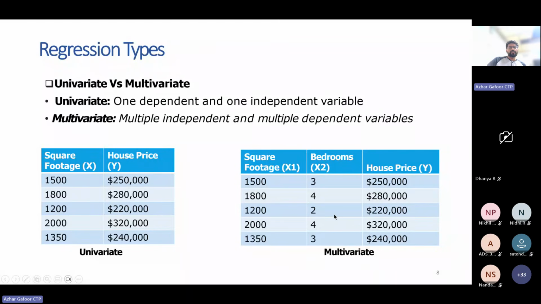Similarly, consider one more feature. Here we had only one feature x and the target was y. If you have two or multiple independent variables, here we have x1, x2, so our house price is decided by two different features or independent variables. Such problems are called multivariate problems.